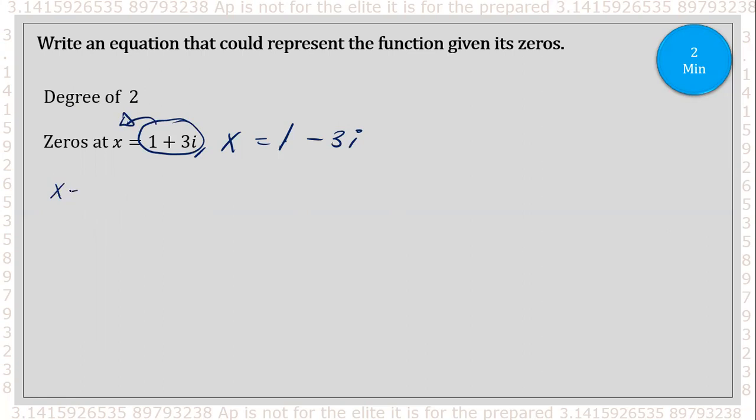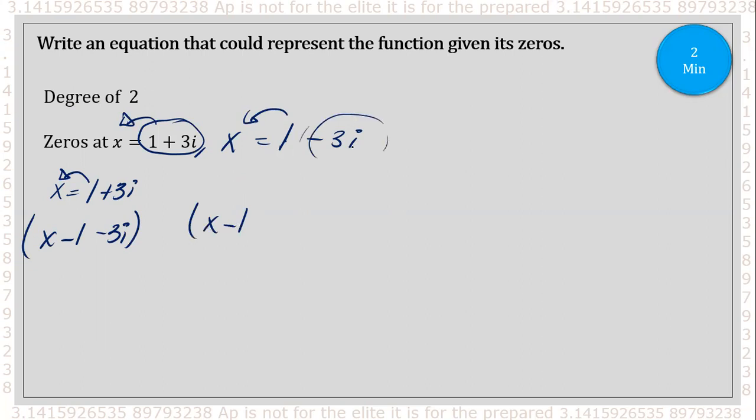So it was originally 1 plus 3i. So this tends to confuse students a little bit. If you move it by individual parts, it's x minus 1, and the 3i, you move it to the other side. This is one factor, and you do the same thing to the other. It's going to be x minus 1, and the 3i that was negative, you move it over, so that becomes plus 3i. And they're not like terms because one is imaginary and one is not. Okay, so we have all of that so far.